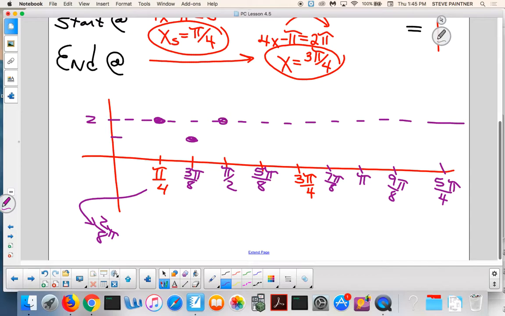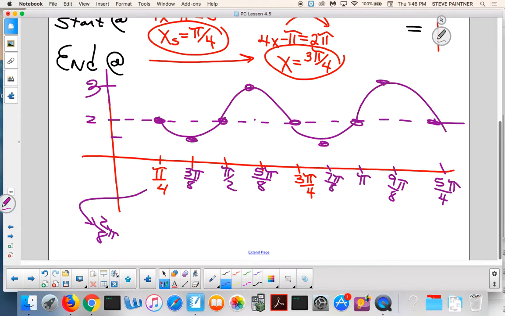So down 1 right here. Then back to the midline. Then up 1 here. That's 3. And then back to the midline. So I kind of see it already. There it is. That's 1 complete period. And I can do it again. And again, and again, and again. Okay, boom, boom, like that. You okay?